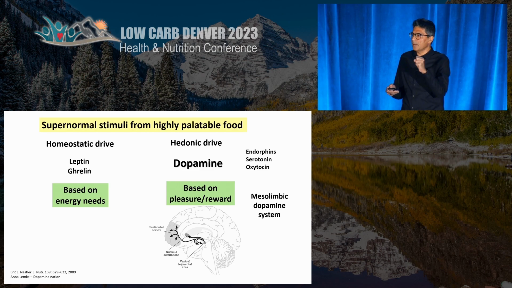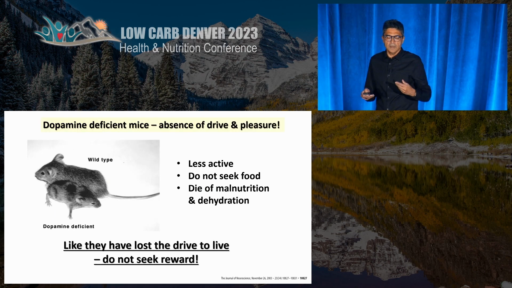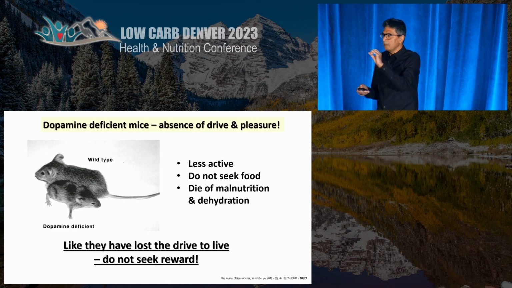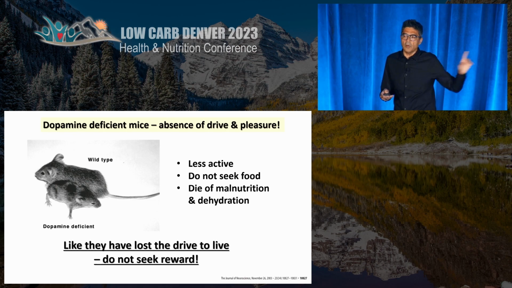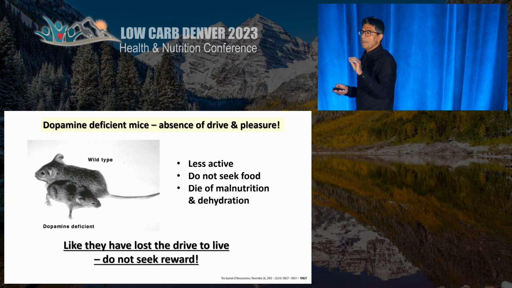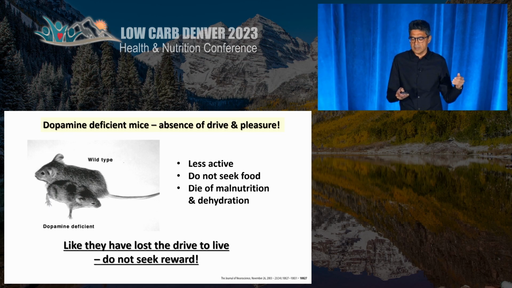There's a homeostatic drive to eating, which is based on energy needs, and there's a hedonic drive, which is based on pleasure. Don't get me wrong, the hedonic drive is based on dopamine, and dopamine is important because in dopamine-depleted mice, which is the smaller of the two mice out there, it just sits in one place. It does not seek out food. It dies of malnutrition and dehydration. It's almost like it has lost the desire to live.